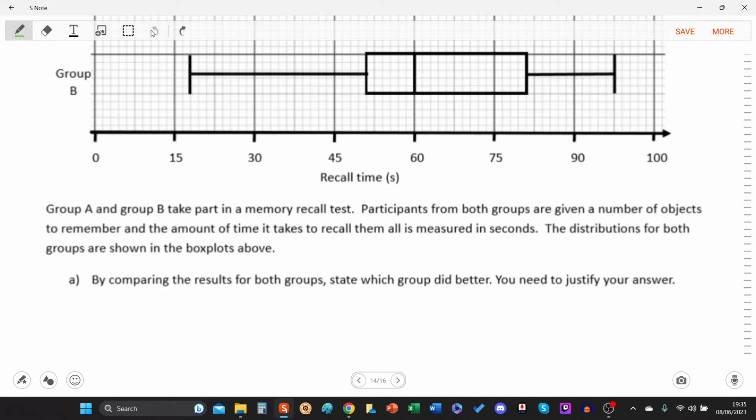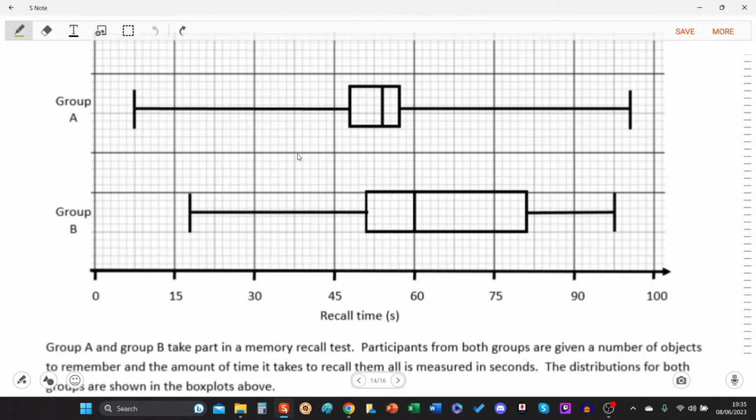Better. It's very interesting. First, let's establish this. Which group did better in a memory recall test? If you're taking longer to recall it, that's worse. So we want the group that's lower down, right? I'm pointing at this one because I can straight away see that this is the median, this is the median, and we have a lower median. Later on in your statistical career, you might ask yourself, is that significant enough to be classed as different? Because the issue here is that it's not that far away.